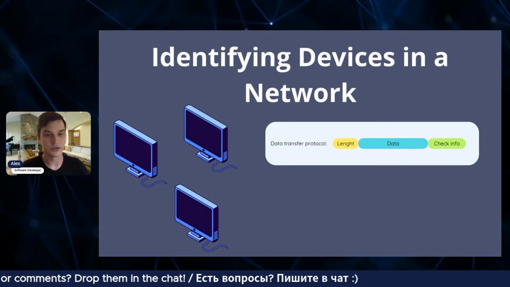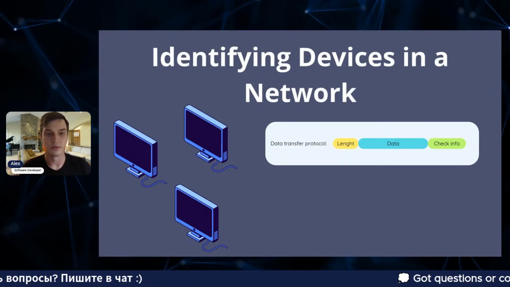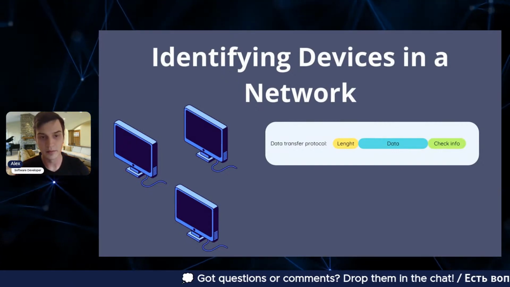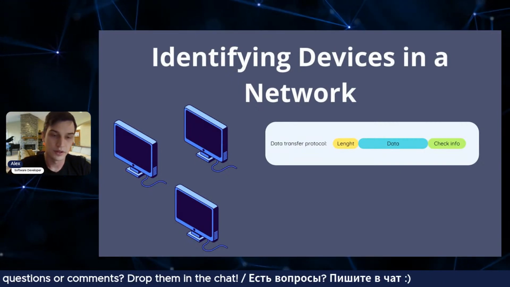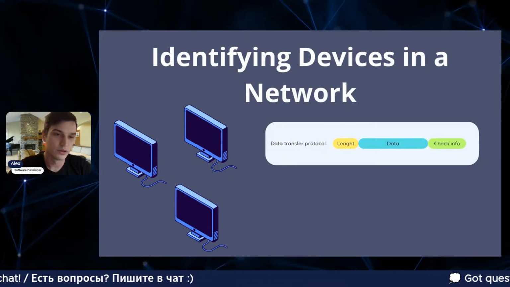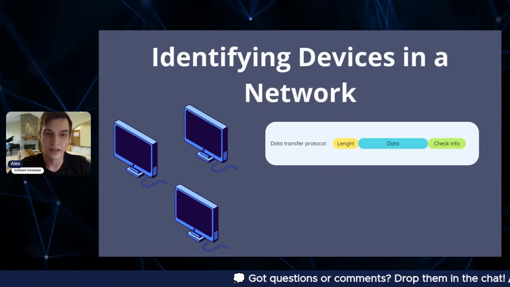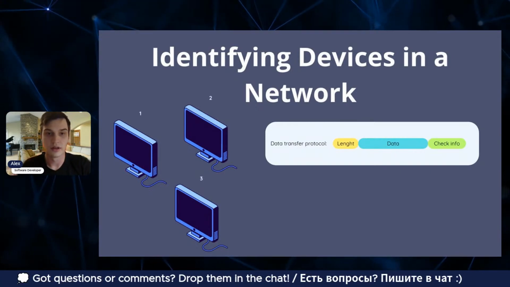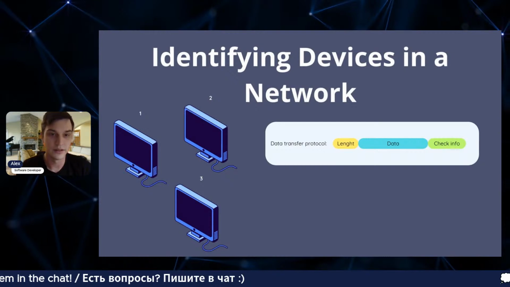So when the first computer sends some message, the second and the third receive it. And when the third sends some message, the first and the second receive it. So there is a problem: if the first computer sends the message, both computers will receive it, but we actually don't want everyone to know what we are sending. So we need to identify computers somehow. We need to identify the source and the destination. And okay, we have only 3 computers. We can use numbers to identify them.